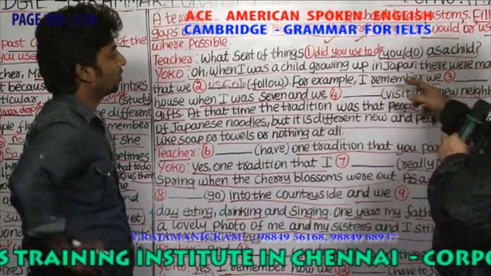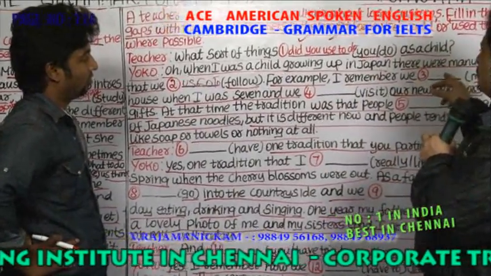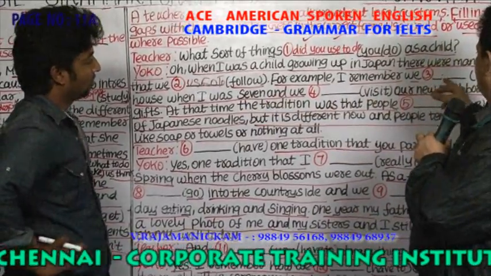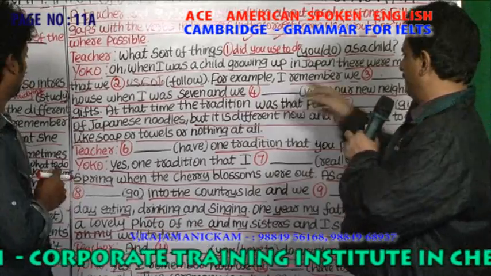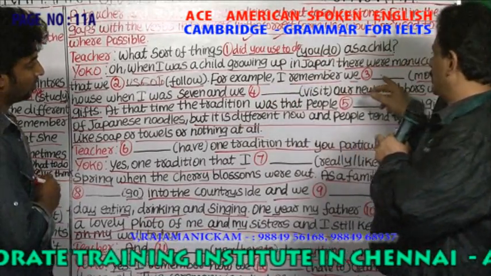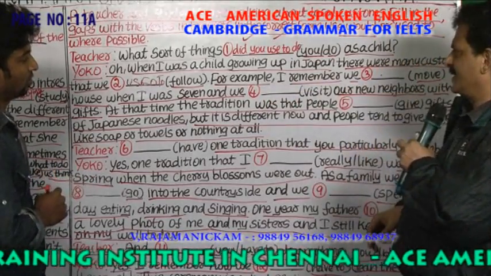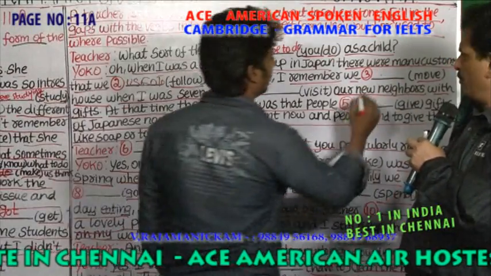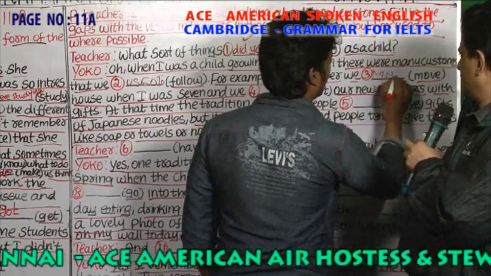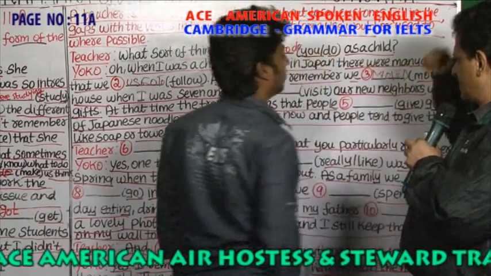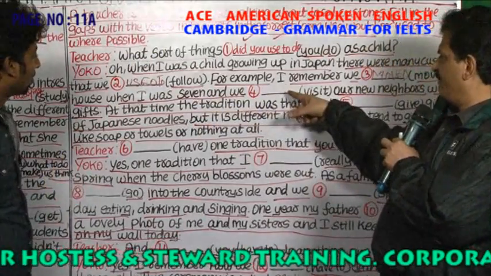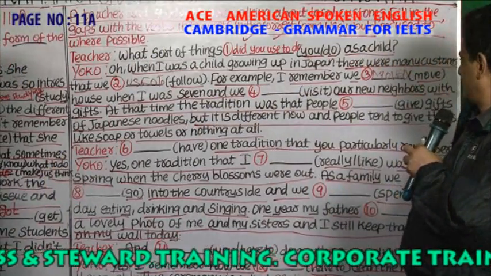For example, I remember we moved house when I was 7 and we visited our new neighbors with gifts. I remember we used to move or moved. Moved. I remember we moved. M-O-V-E-D. Moved. House when I was 7 and we visited or used to visit.